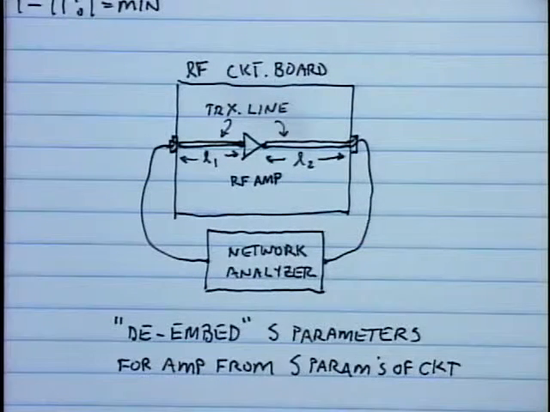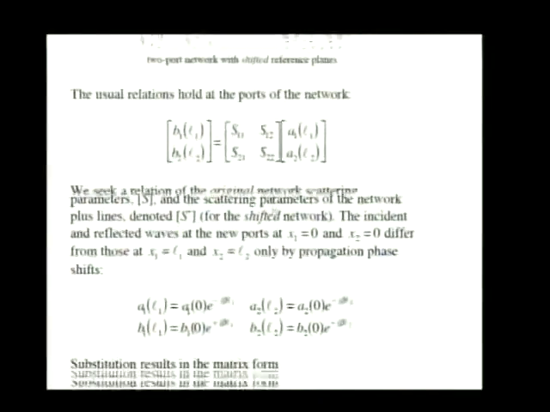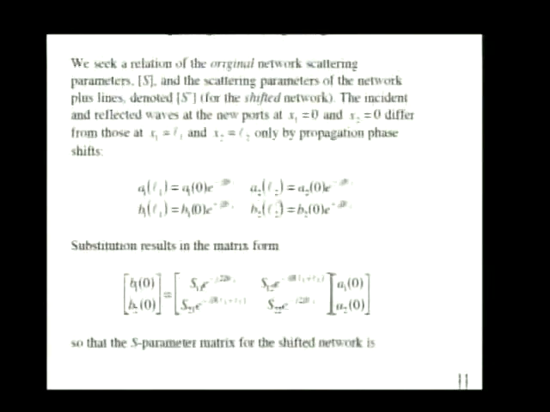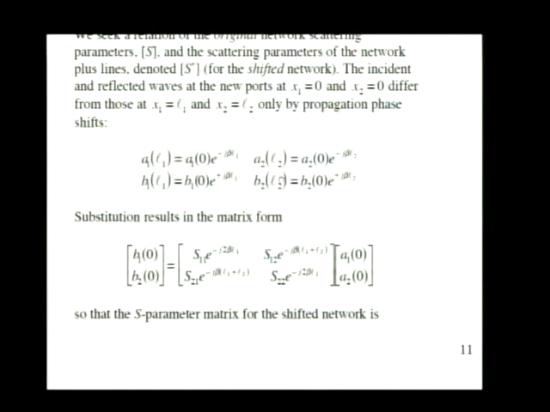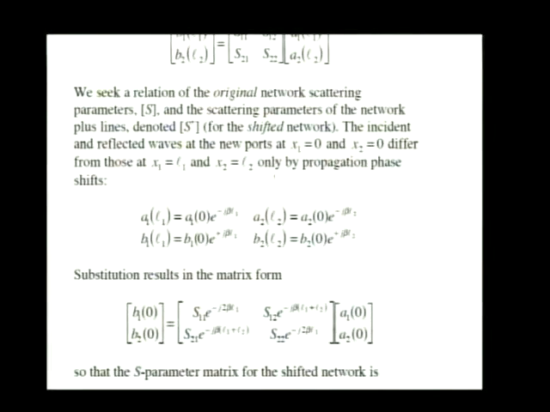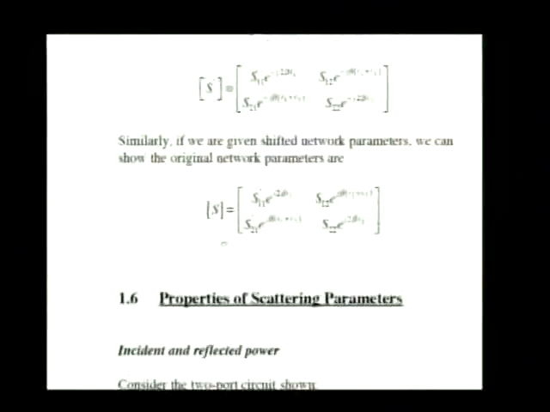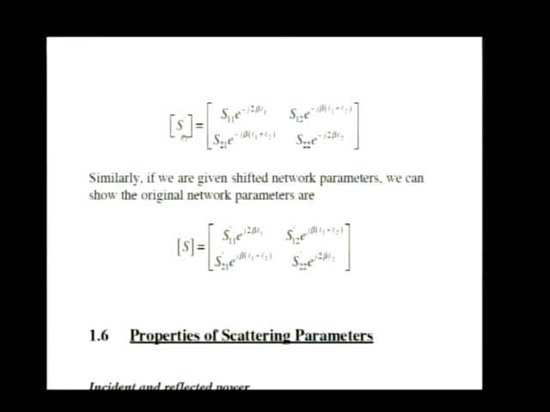Okay, well, that's the setup in the lab. Here's the answer to how you de-embed. I'm not going to go through the details. You'll see them done in the textbook. If you call the scattering parameters of the amp S, and if you call the scattering parameters of the embedded amplifier, the amp plus transmission lines, S primes, S11 prime, S12 prime, etc., then here's the relationship right there. Here's the relationship of the embedded parameters in terms of the scattering parameters of the actual amplifier.